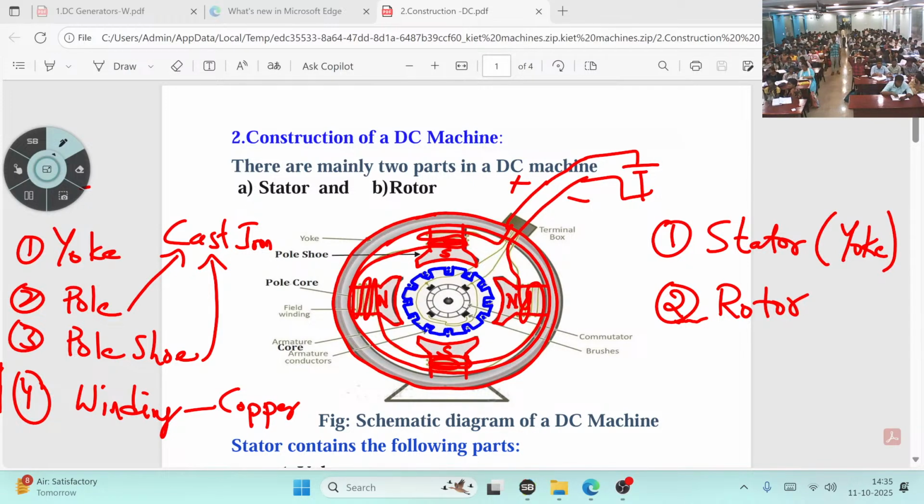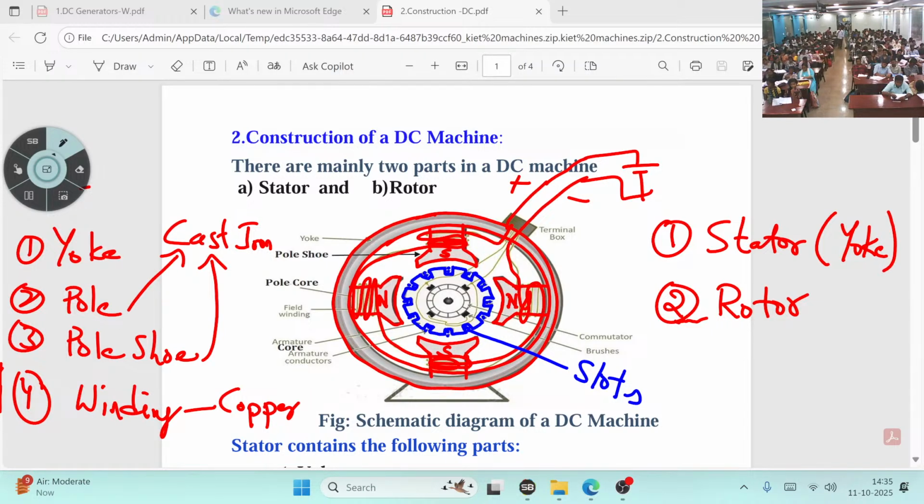So these are called slots. In the slots, we are housing the conductors. How many conductors are there in each slot? Two conductors are available in each slot. So conductors are inserted in the slots.